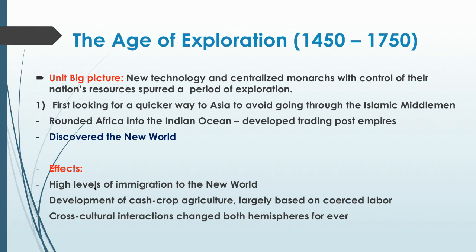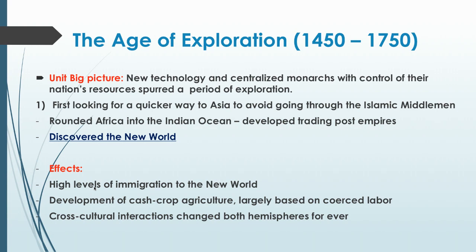The big picture for the unit is that we have these new technologies, especially the caravel, this new ship that is going to allow us to explore the oceans. And now, with these new centralized monarchs that have money at their disposal, that have power and influence over their peoples, we are going to see this age of exploration. Why are we exploring at all? We are looking for a quicker way to Asia.